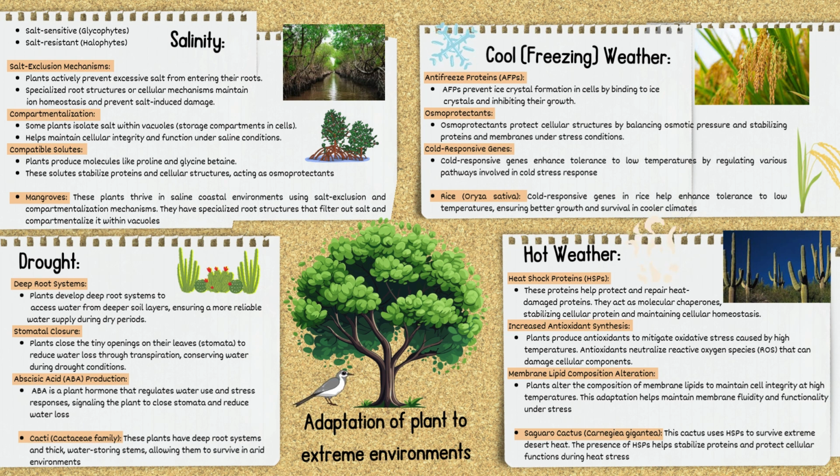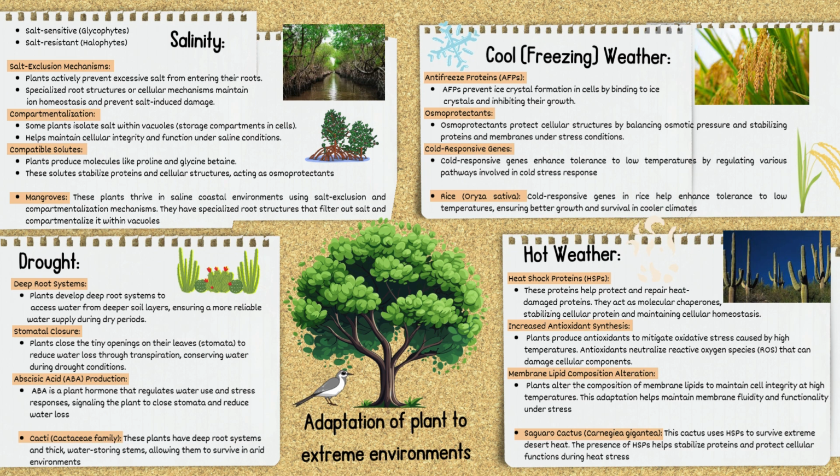The next one is compatible solutes, which produce molecules like proline and glycine betaine to stabilize protein and cellular structures. As an example, mangroves thrive in saline coastal environments using salt exclusion and compartmentalization mechanisms. They filter out salt through specialized root structures and compartmentalize it within the vacuole.